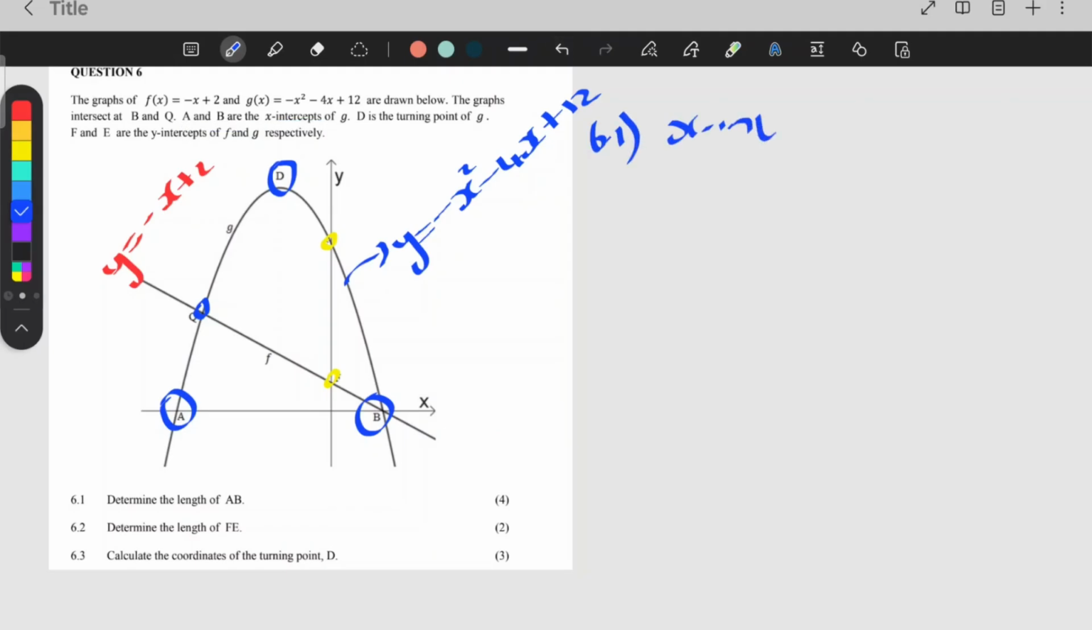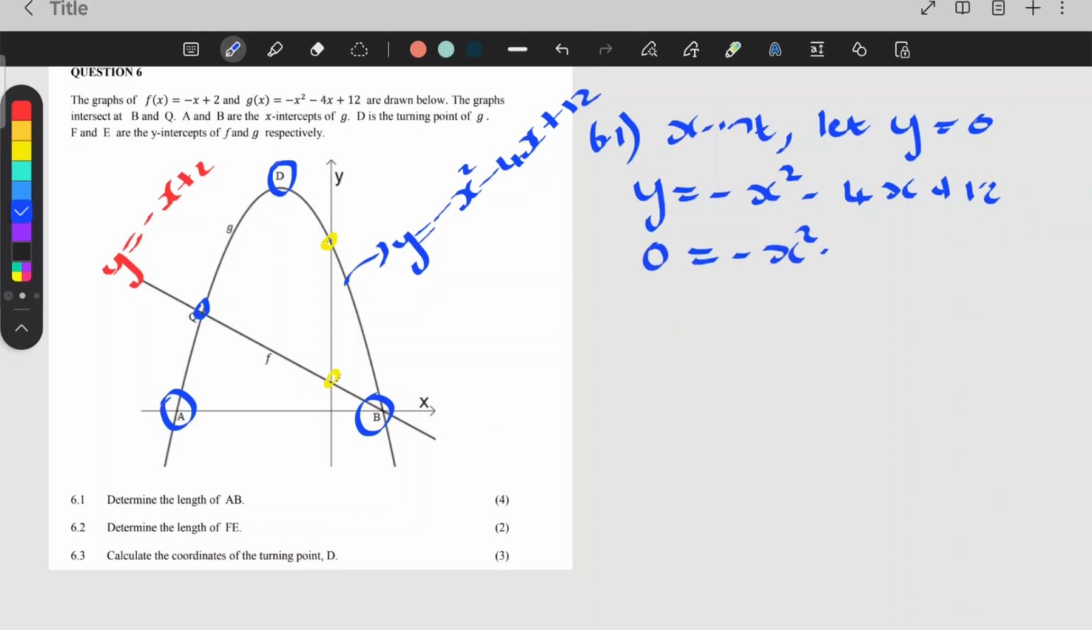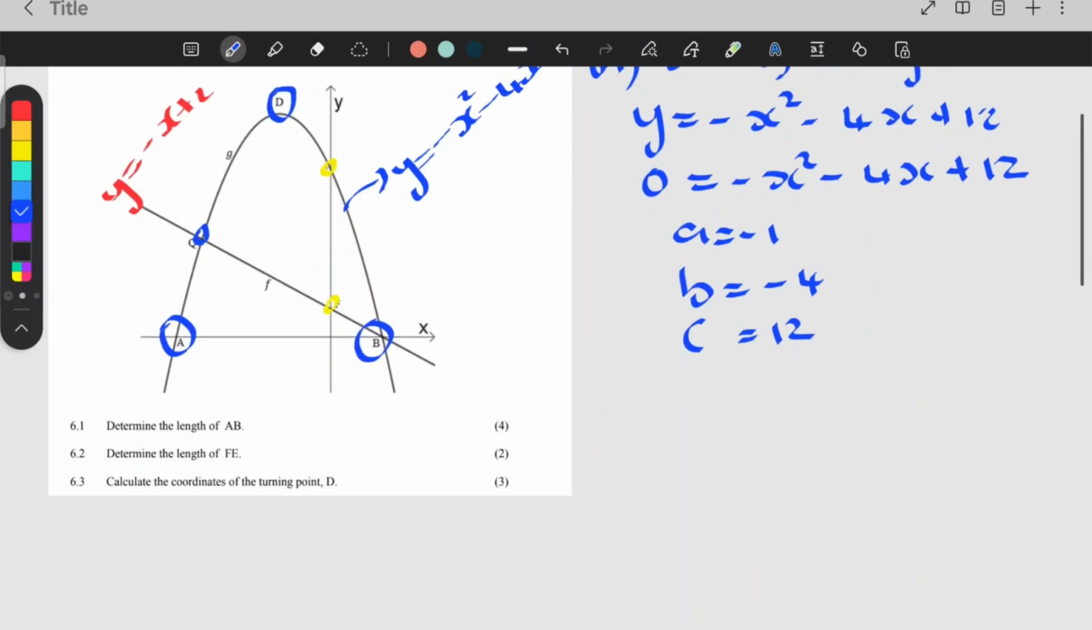For the x-intercepts of any graph, you let y be 0. So these are the x-intercepts of the parabola. Because if I do that, I solve for A and B. I write the equation of my parabola down and I make y 0, and then I solve for x. So you can use the quadratic formula here. Your a will be negative 1, your b is negative 4, and your c is 12, and you substitute that in.